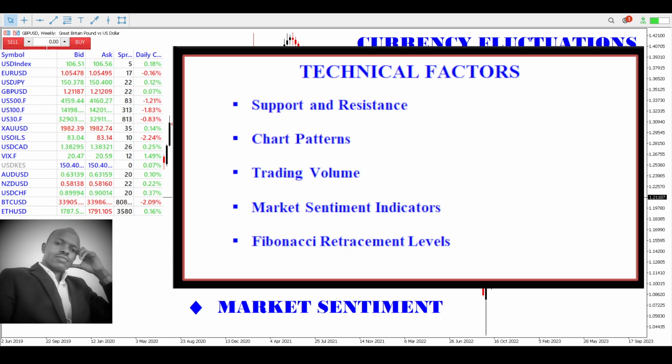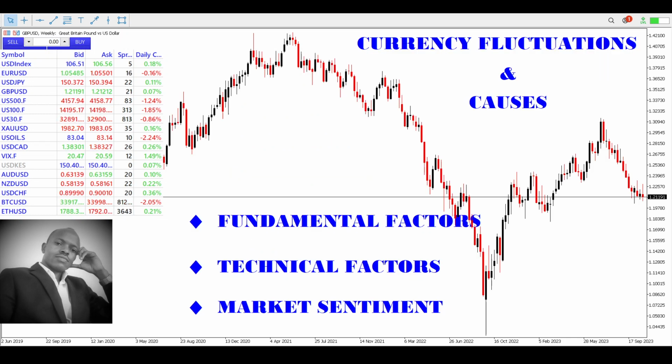So as we conclude, it is important to note that the Forex market is highly complex and can be influenced by multiple factors simultaneously. Traders often use a combination of both fundamental and technical factors, or fundamental and technical analysis, to make informed trading decisions. Additionally, market sentiment and speculation play a significant role, so staying informed and remaining adaptable is essential for success in Forex trading.